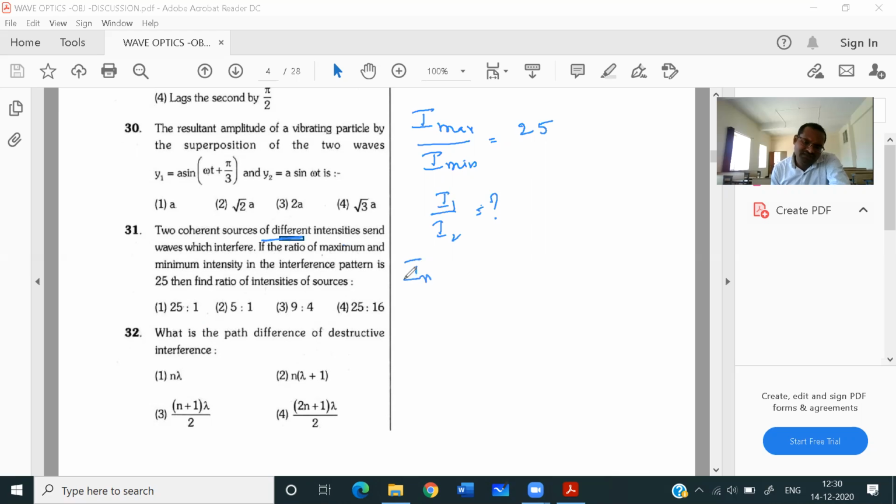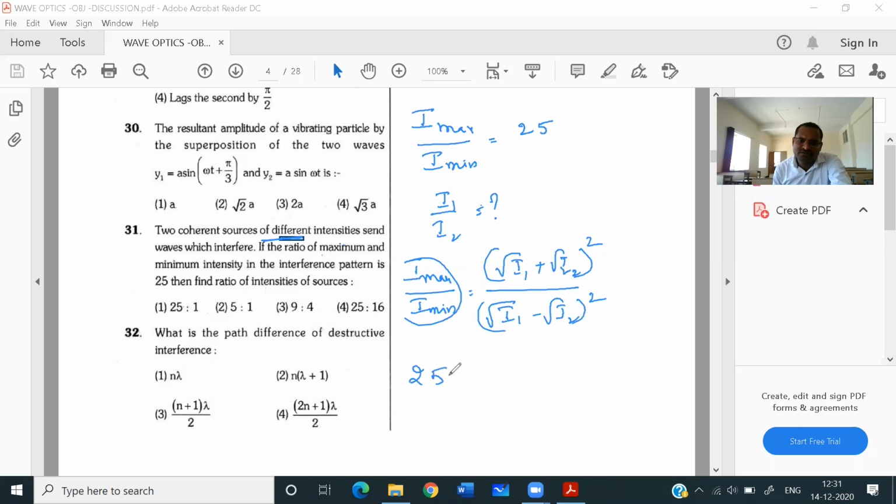See, I max upon I minimum formula: (root I1 plus root I2) whole square by (root I1 minus root I2) whole square. All these questions are based on this formula only, but with different patterns of question. This ratio is given as 25. So 25 is equal to (root I1 plus root I2) whole square by (root I1 minus root I2) whole square. We can write this as a whole square.